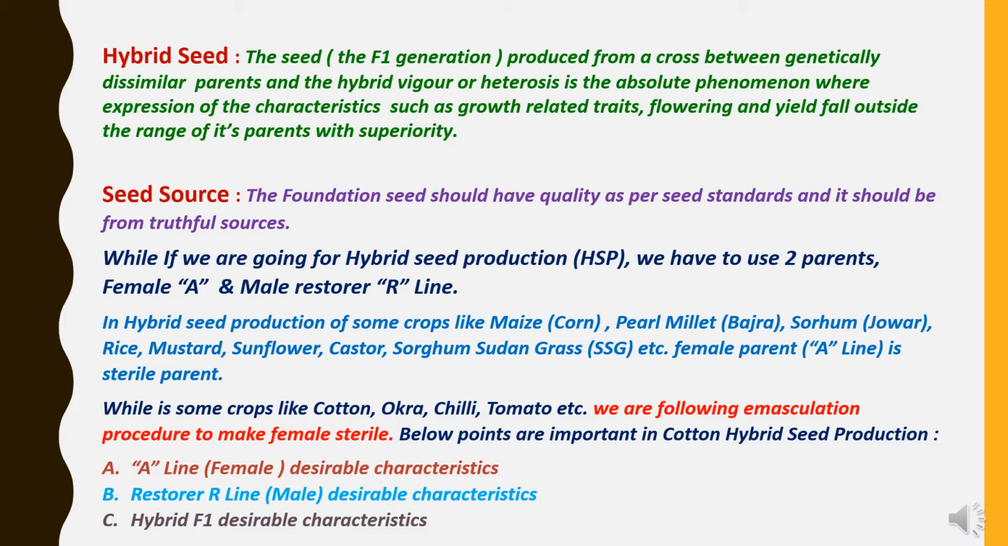The important points in cotton hybrid seed production are that the A line female parent should have desirable characteristics, the male parent R line should have desirable characteristics, and the hybrid F1 should also have desirable characteristics as per the requirement.